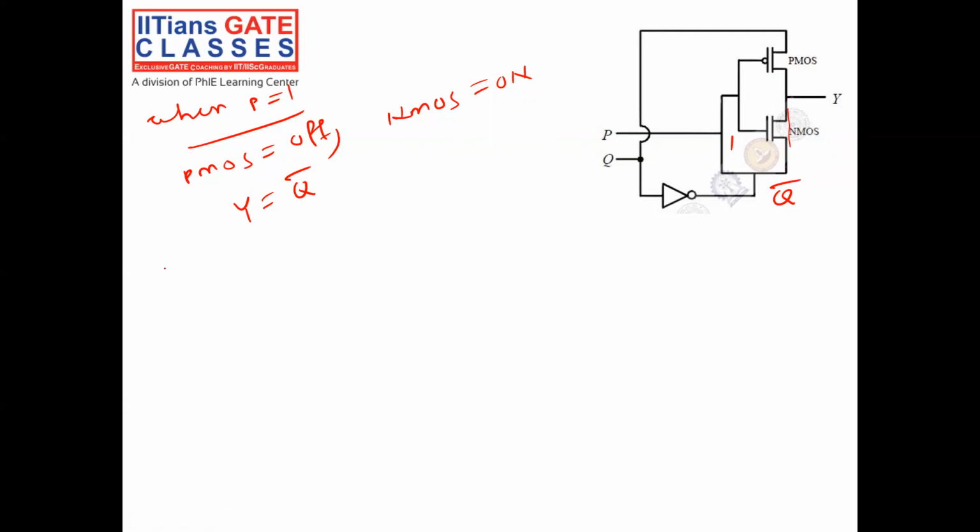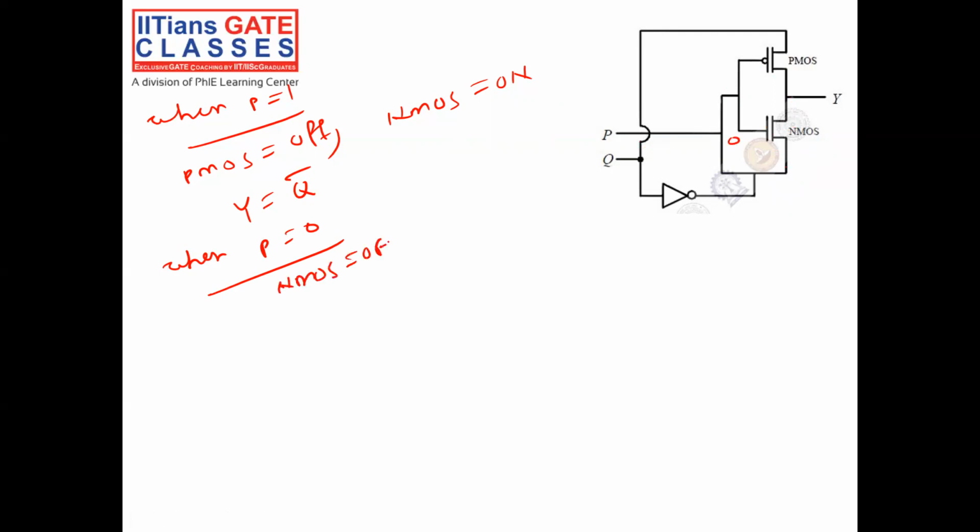Okay, so the next case, consider the case when P is equal to 0. So when P is equal to 0, NMOS will be off, right?